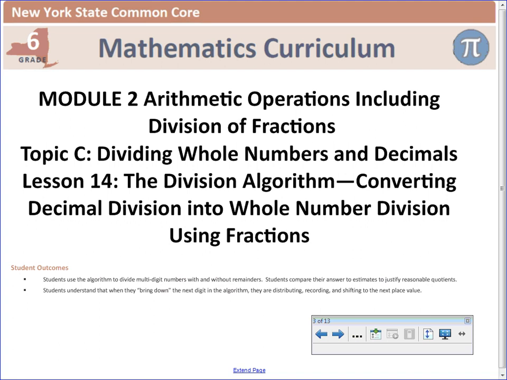Mrs. Lebusky's math blog. We're working on lesson 14. We only have lesson 14 and lesson 15, and then we're finishing topic C of module 2. So there is a quiz this Thursday on topic C, which is lessons 12, 13, 14, and 15.